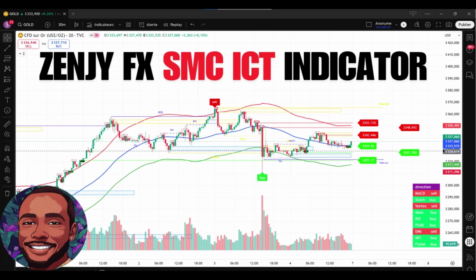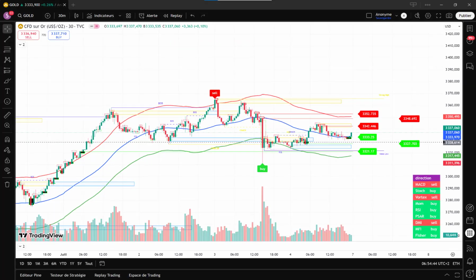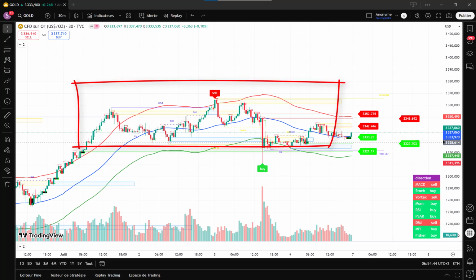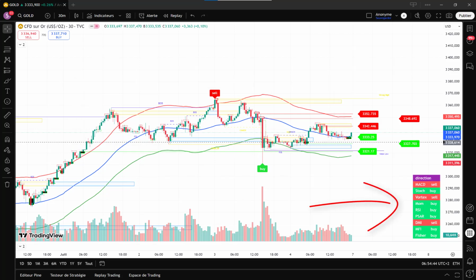In today's video, we're going to show you one of the most advanced indicators built for TradingView, a powerful tool based on the SMC and ICT strategy that gives you high-precision buy and sell signals and takes your trading to the next level. This indicator is not just another signal tool. It combines Smart Money Concepts (SMC) and the ICT, Inner Circle Trader, strategy to give you a professional-level trading view directly on your chart.